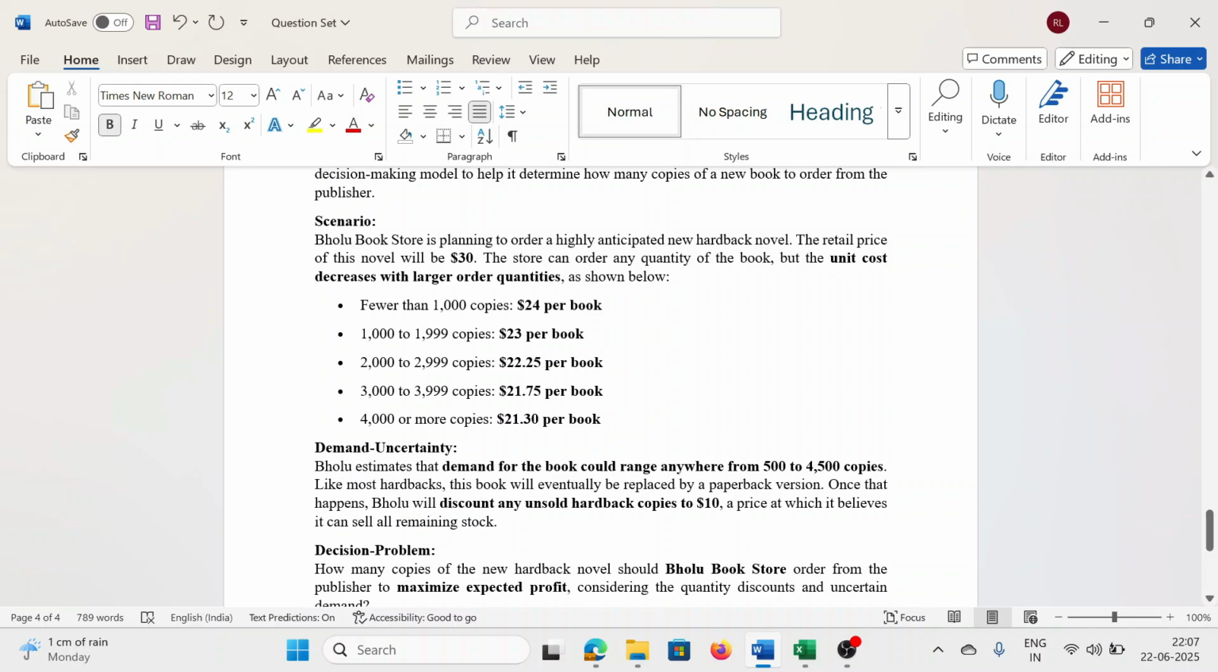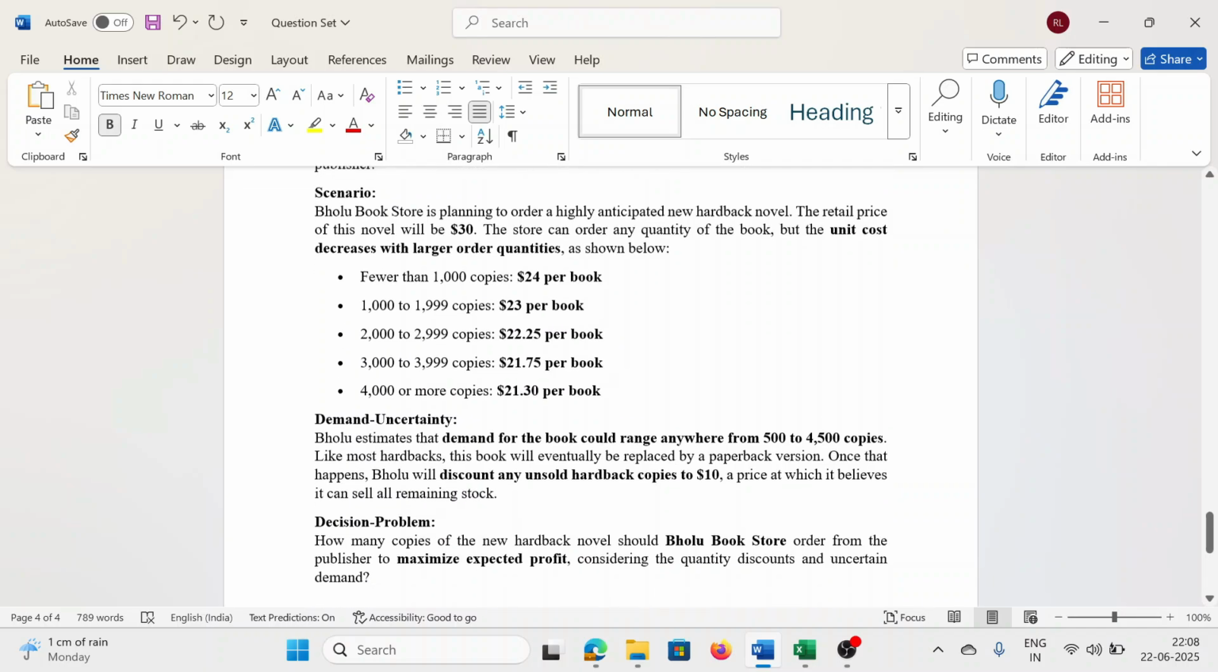So if we are giving an order of 1000 copies or less, then the book price would remain $24 per book, but if we order from 1000 or more up to 1999 copies, the book price would reduce to $23. In the same way, the book price keeps reducing as quantity increases.